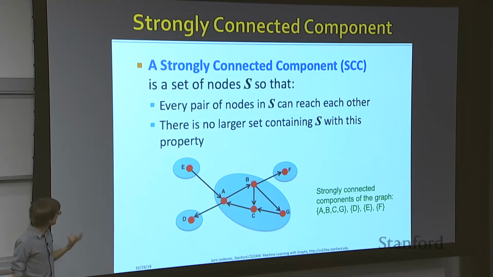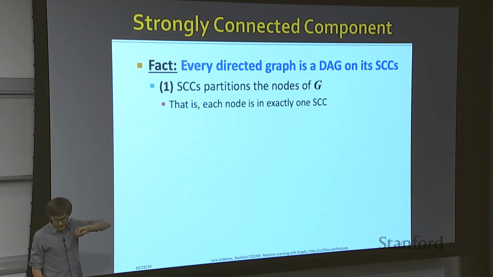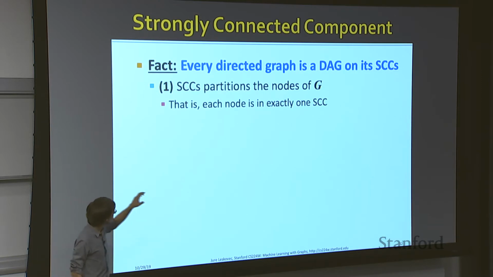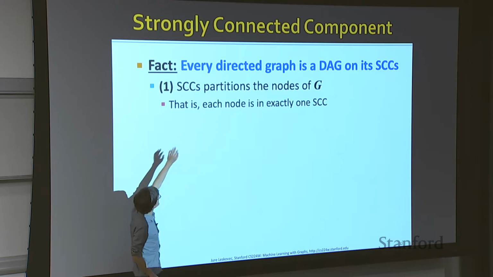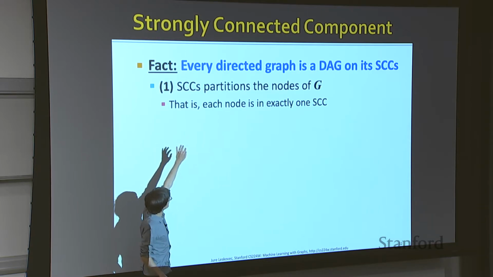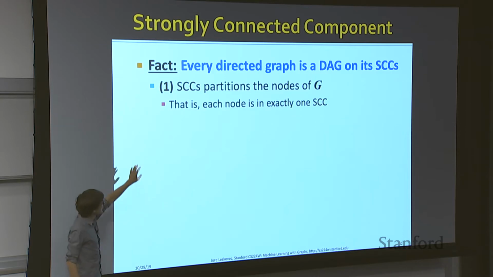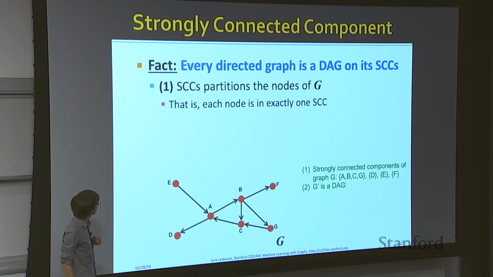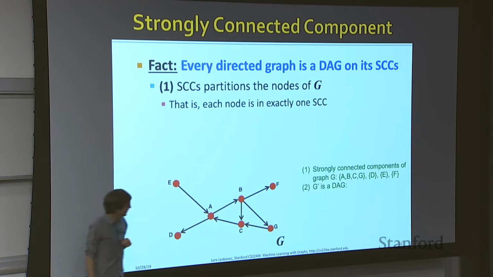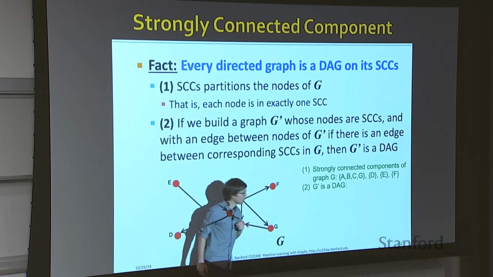And then the claim is, right, that any directed graph is a directed acyclic graph on its strongly connected components, right? So basically the idea is that strongly connected components partition the nodes of G. That is, each node belongs to exactly one strongly connected component. So this is my graph, and I showed you before what the strongly connected components are.